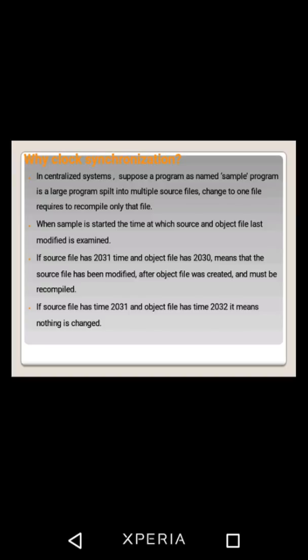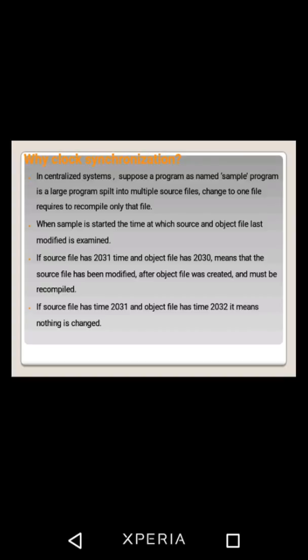For example, in centralized systems, consider a program, which is a large program split into multiple source files, where a change to one source file requires only that file to be recompiled and not all other files. The way the sample program runs is simple. When the programmer finishes changing all the source files, he starts the sample program, which examines the time at which all the source files and the object files were last modified.